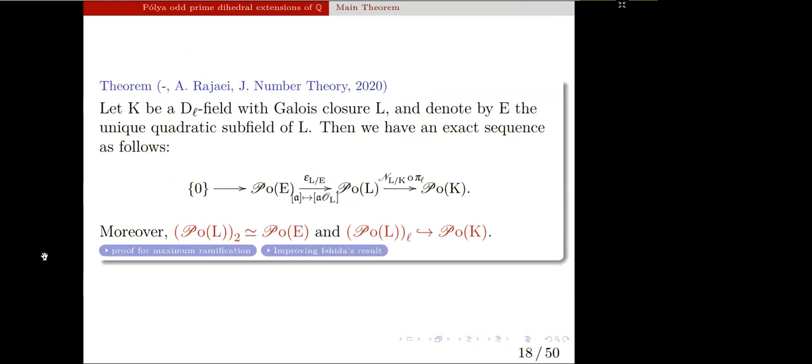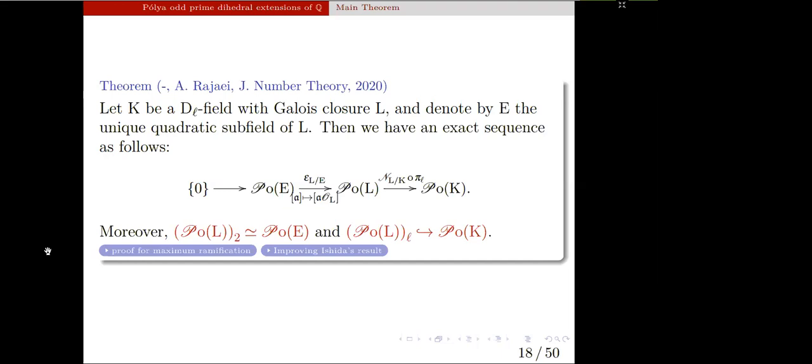I recall that by K, I mean a D_l field for l an odd prime. The capital L is the Galois closure of K over Q, and E is the unique quadratic subfield of L. Then we have an exact sequence, as you see. More precisely, the 2-torsion subgroup of Po(L) is isomorphic to the Pólya group of E, and the l-torsion subgroup of Po(L) would be embedded in the Pólya group of K.